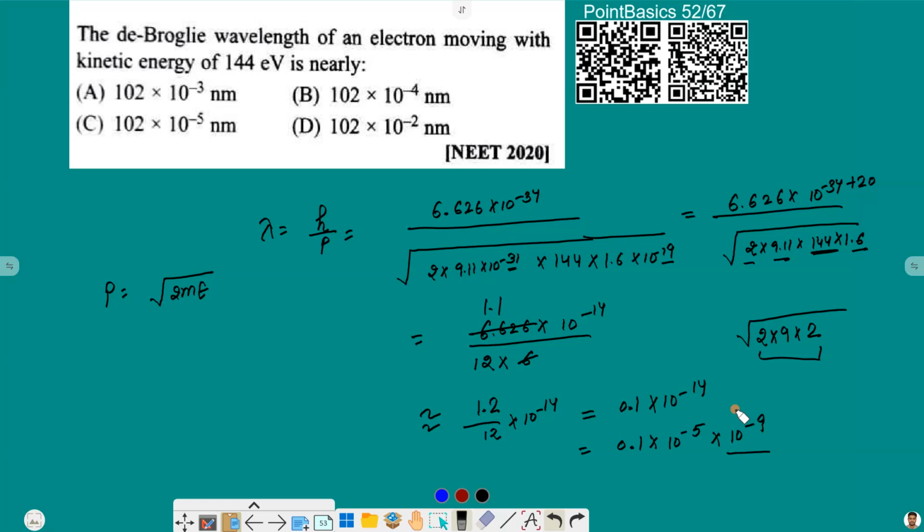Oh, I made another mistake, that 31 and 19 will add up to 50. So half of 50 will be 25. So I will get 25 here, and the power will be negative 9. So minus 9.